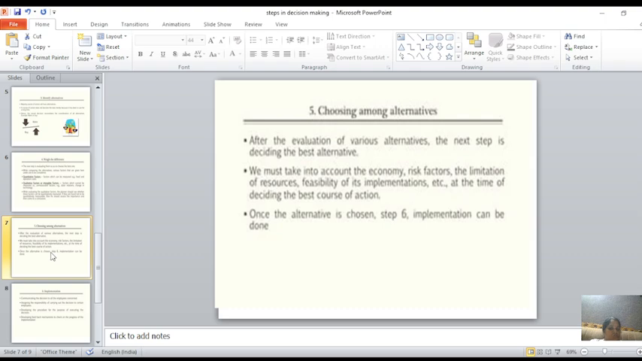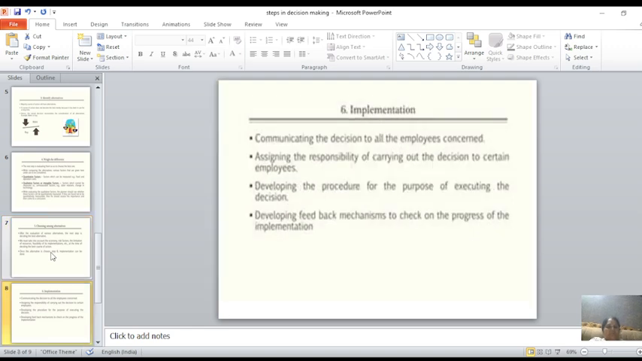Once the alternative is chosen, we are moving to the sixth step called implementation. What are we doing in the implementation step? Communication, that is communicating the decision to all the employees, and then assigning the responsibility of carrying out the action to certain employees. Then we are going to develop a procedure for the purpose of executing the decision, and develop a feedback mechanism to check on the progress of the implementation. All the implementation will be considered only in the sixth step.